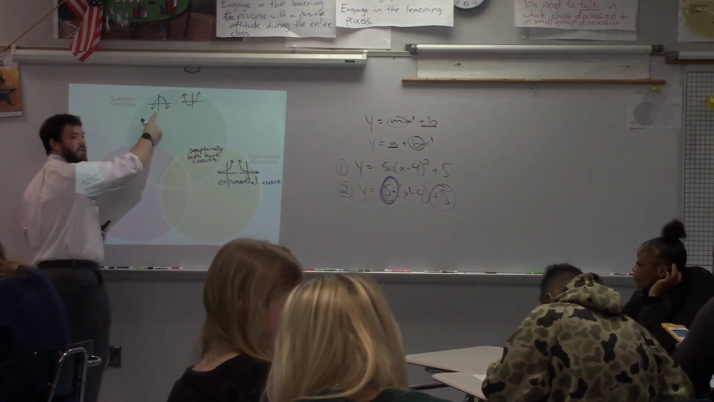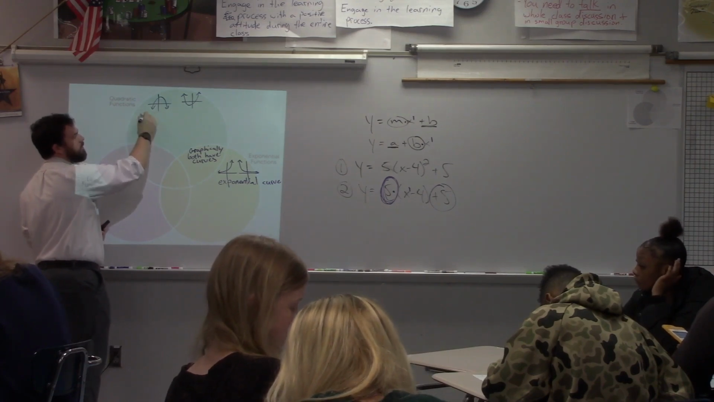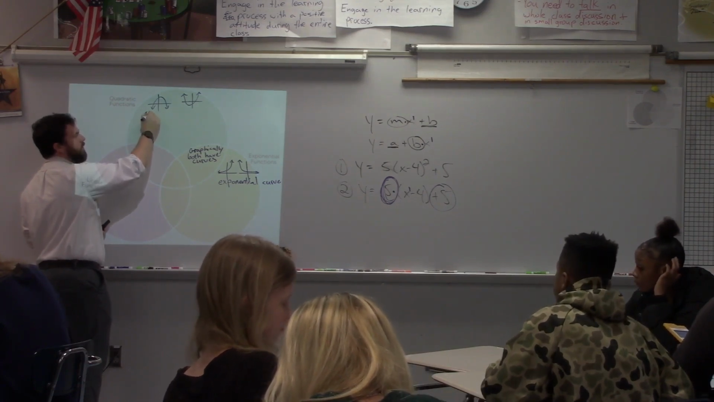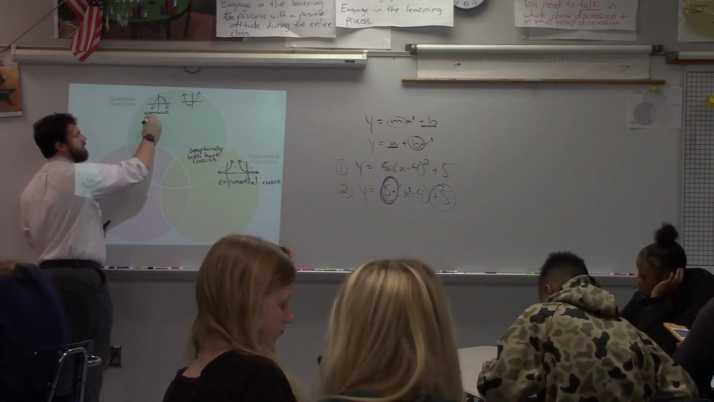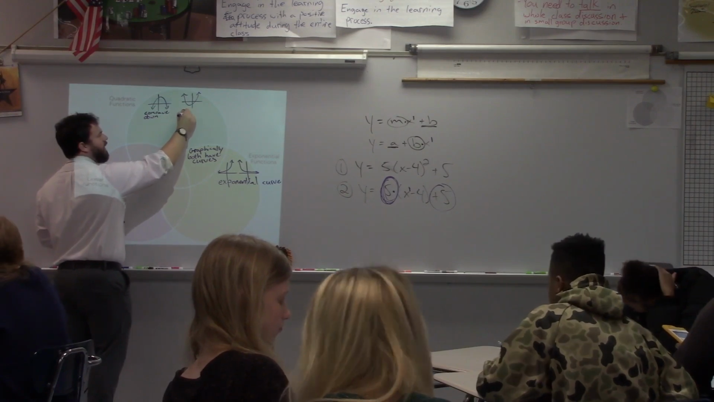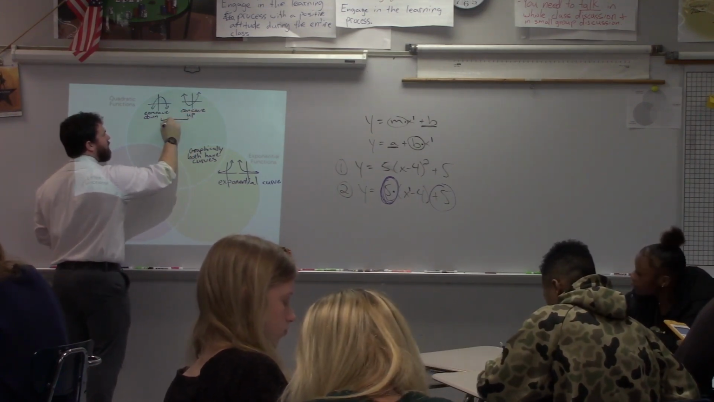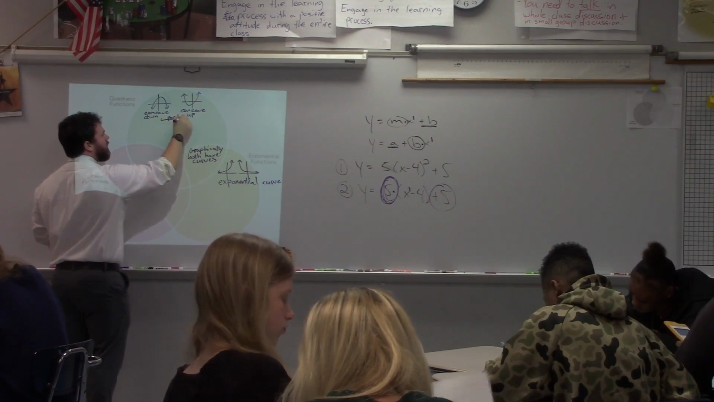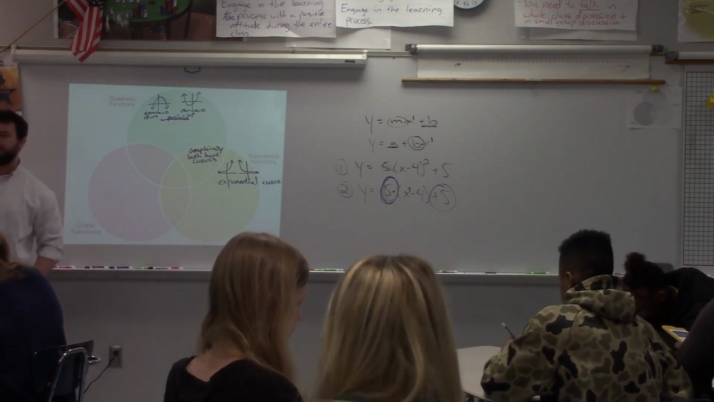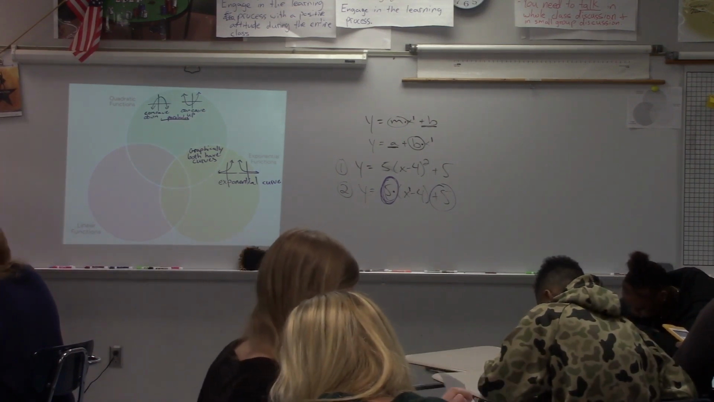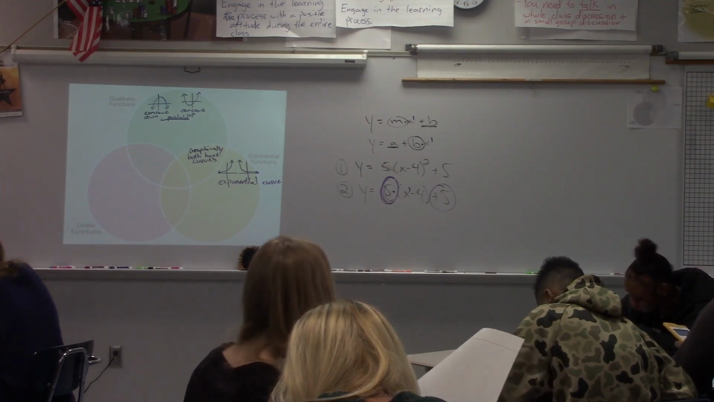Specifically, does anyone remember what direction this parabola is? I'm missing a keyword. Concave down. This one is concave up, like a cup, right? So we have parabolas, and we have concave up parabolas, and we have concave down parabolas, right? We want to keep that in mind. Those are details that we want to add in.